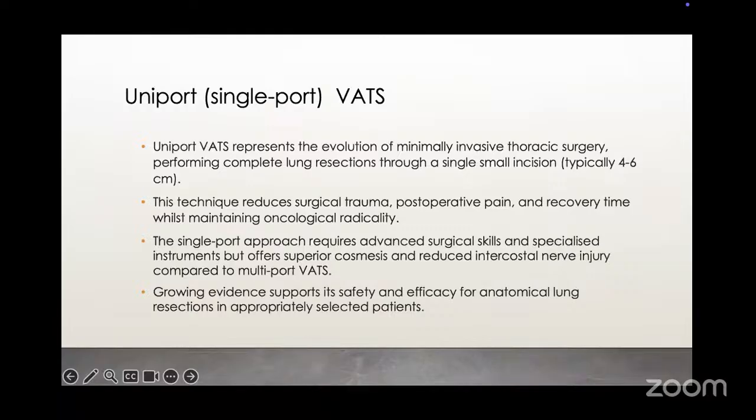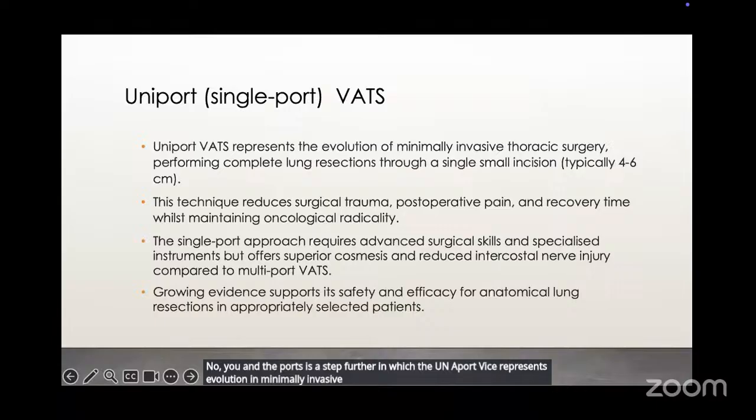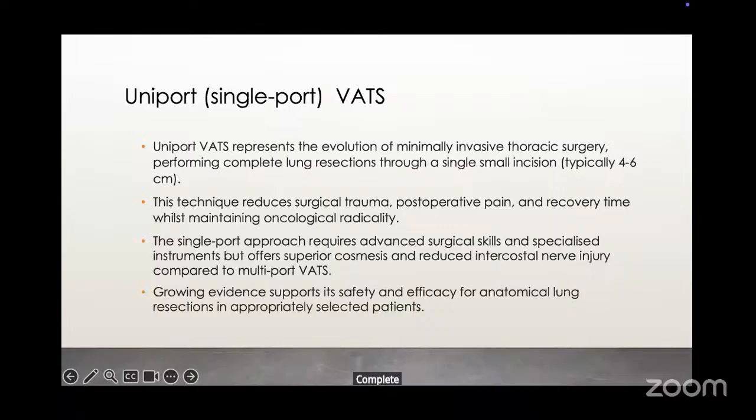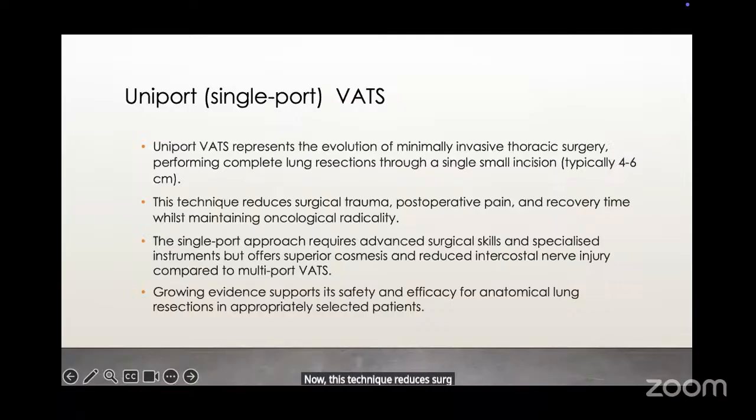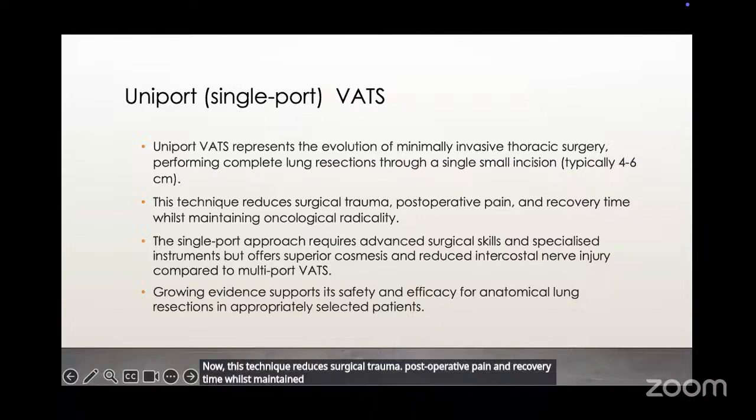Now, Uniport VATS is a step further, in which Uniport VATS represents an evolution in minimally invasive thoracic surgery. Complete lung resections can be performed through a single incision, typically 4 to 6 centimeters. Now, this technique reduces surgical trauma, postoperative pain, and recovery time whilst maintaining oncologic radicality.